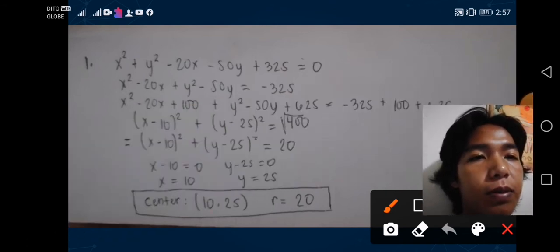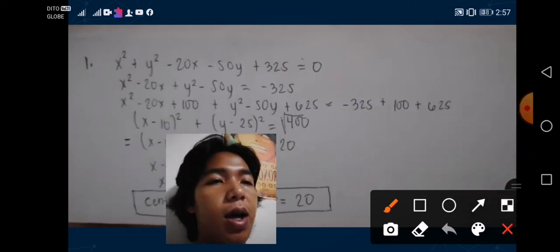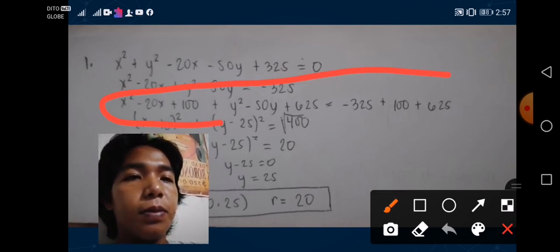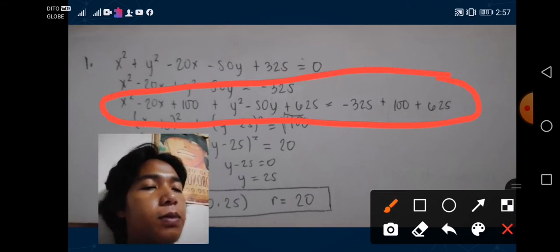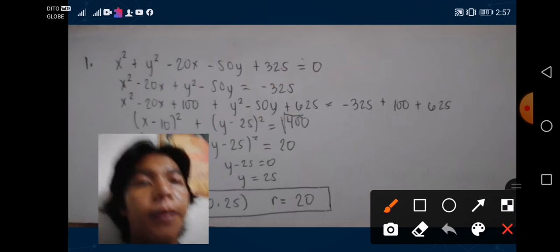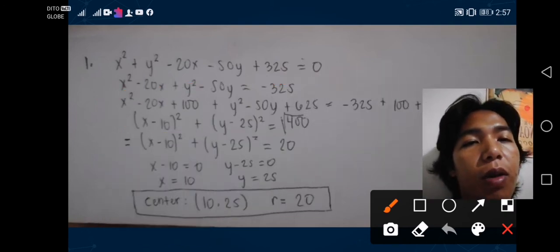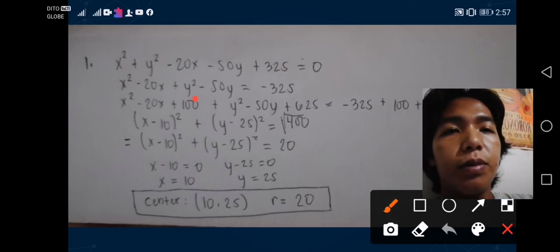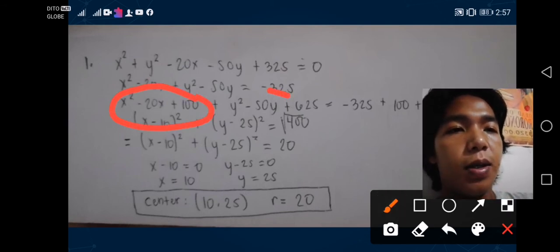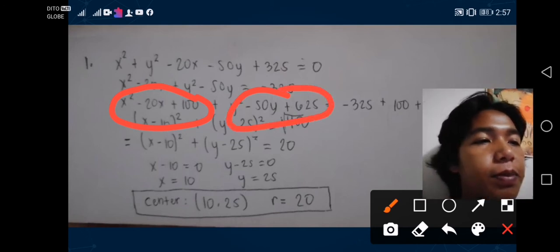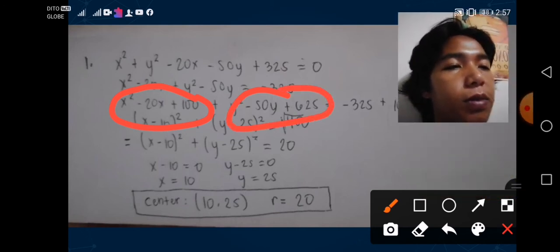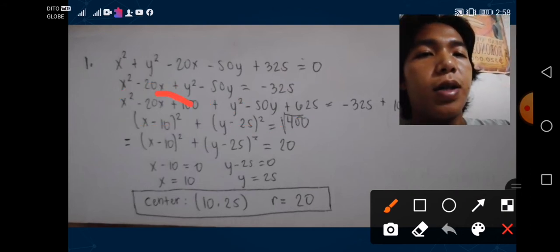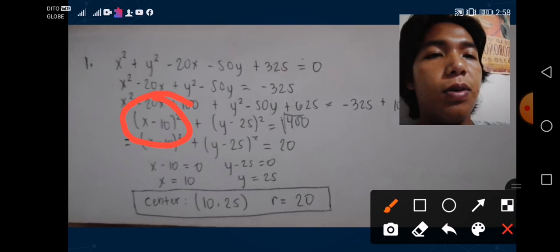Now the equation turns into this. Then we need to square this and this. So we can have the result as this.